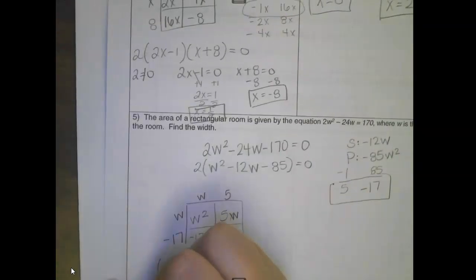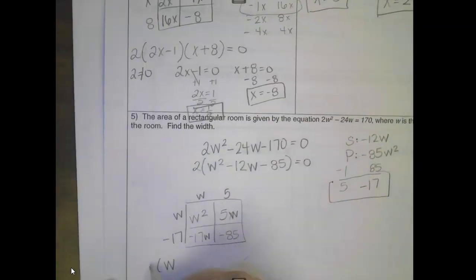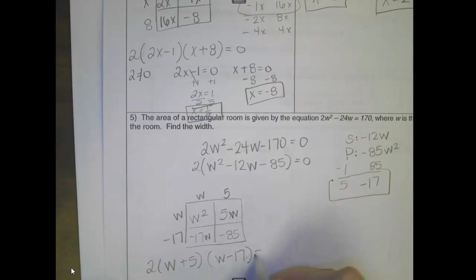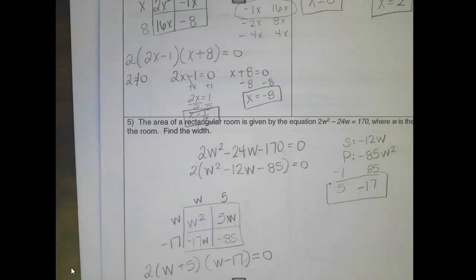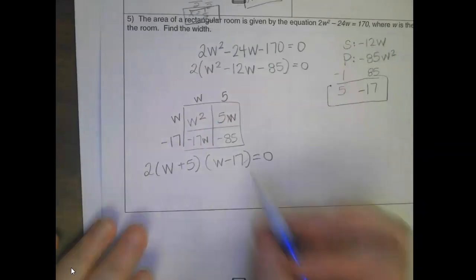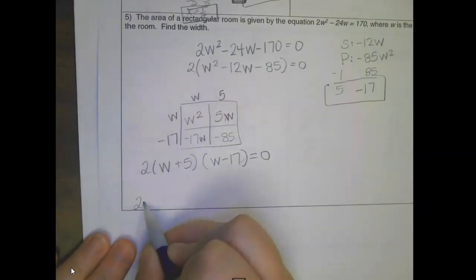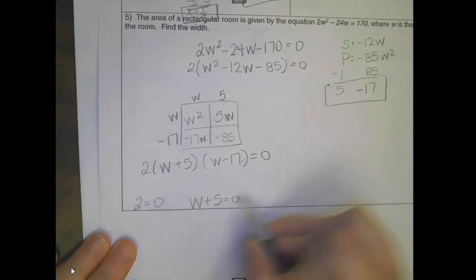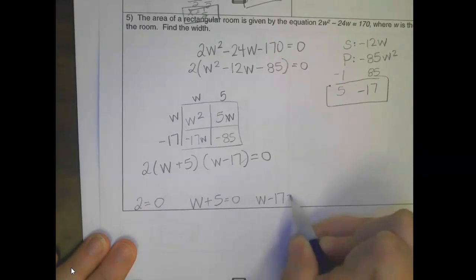So I have W, I have a 2, W plus 5. W minus 17 equals 0. Sorry, I just noticed my mic was down. Hopefully that didn't cause any problems. I'm going to set all my terms equal to 0. So 2 equals 0. W plus 5 equals 0. W minus 17 equals 0.